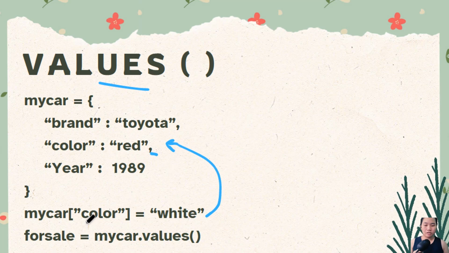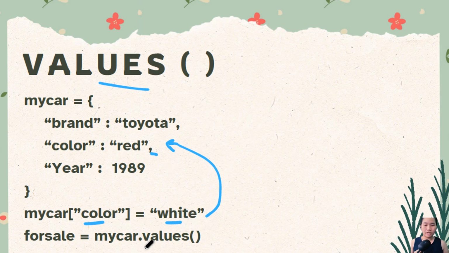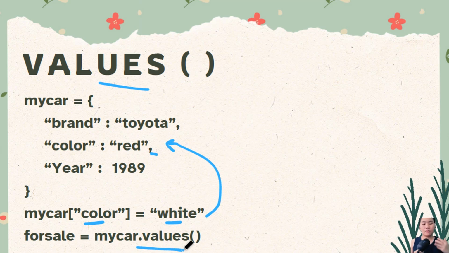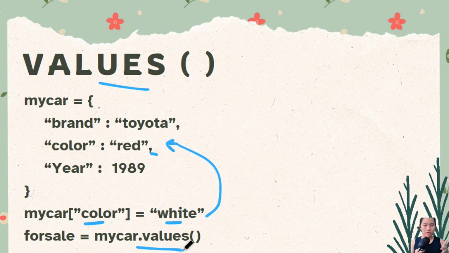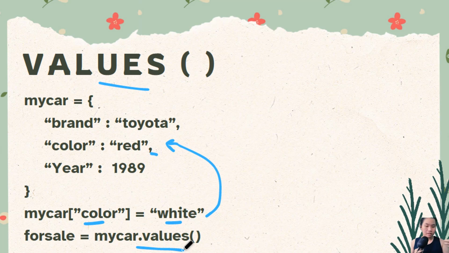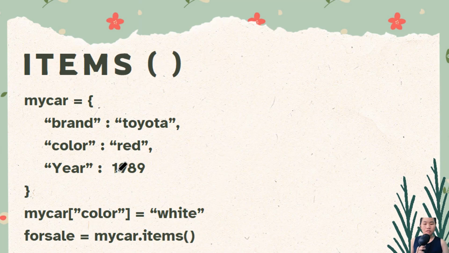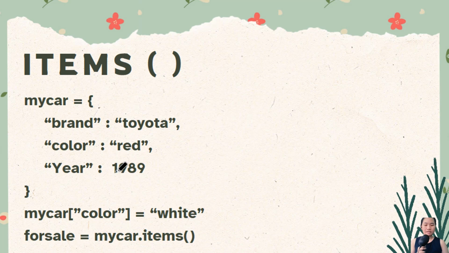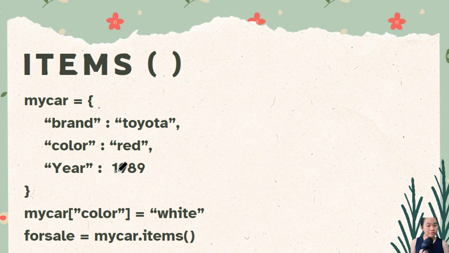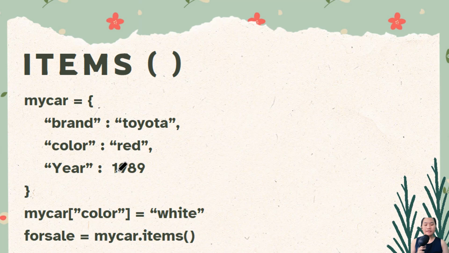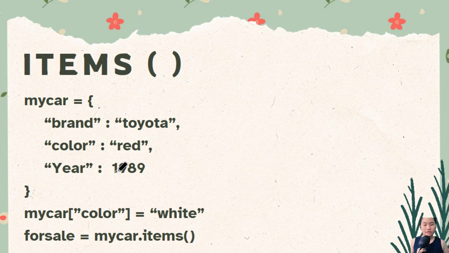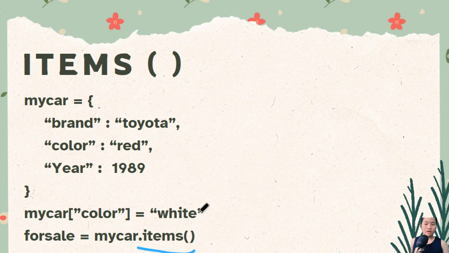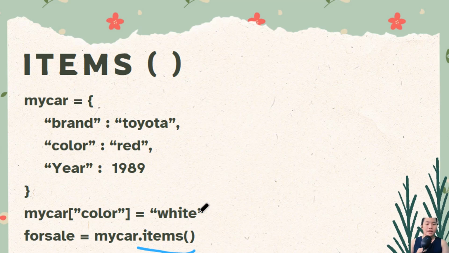So once I've changed color to white, next up is dot values with the empty parentheses. When I print out for sale, it's going to give me the brand, the color, instead of red it is white, and then the year. Next up is items. Now, items also update the dictionary after you've made the change, and the syntax is basically the same as the previous methods that we've seen before. So it's dot keys, dot values, and dot items.